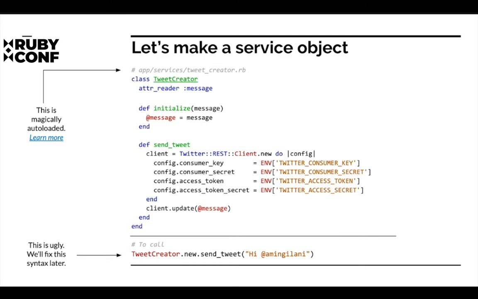But when you call this, it looks like this. You would have to write TweetCreator.new.send_tweet, and then you would have to pass it a string. Now, the syntax is not ideal.